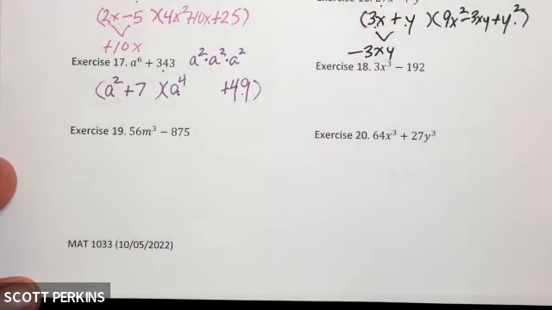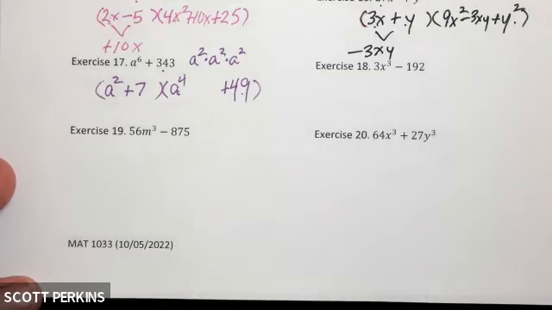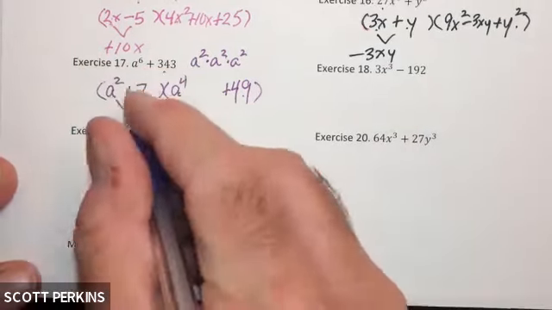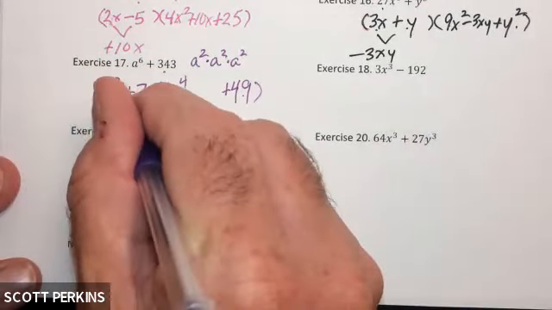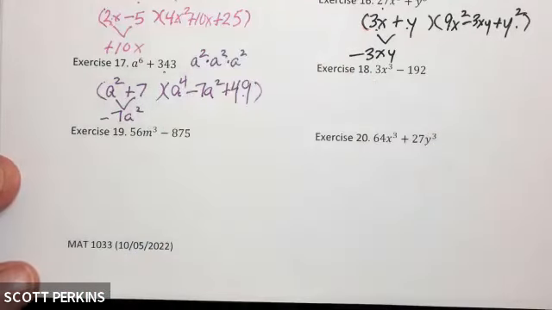And then what times 7 is 343? 49. That might be an instance where using division might be a good thing. 343 divided by 7 is 49. And then I multiply these two things together. A squared times 7 is 7a squared. And then change the sign to minus 7a squared.